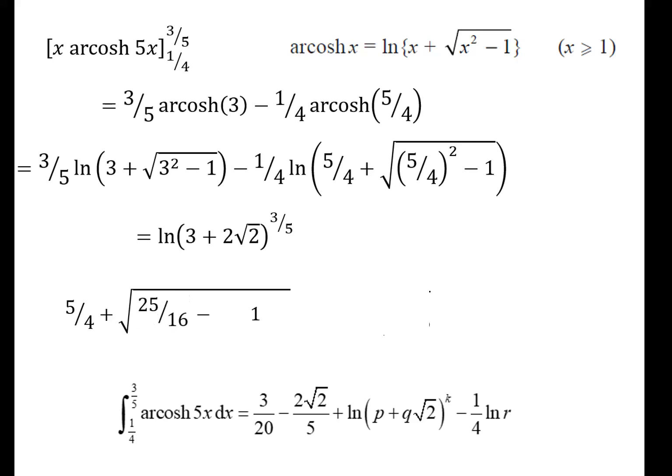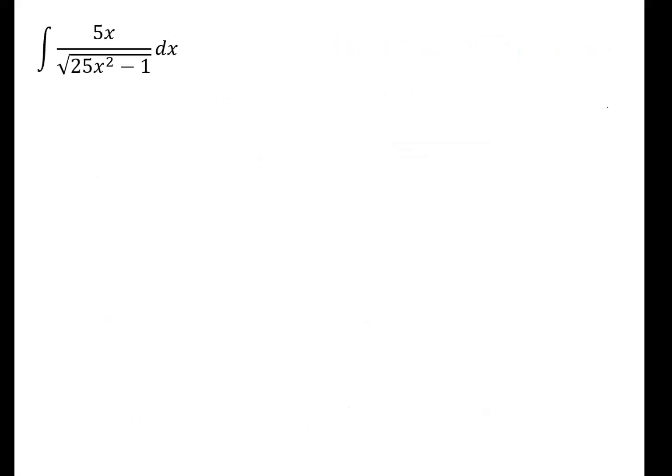5 quarters squared is 25 over 16. 1 is 16 sixteenths. So that gives us 9 sixteenths. The square root of that is 3 quarters. 5 quarters plus 3 quarters is 8 quarters, which is 2. So that's a quarter ln 2. So that's what the r is. So I've now got the p, the q, the k, and the r. I've just got to show the other bit comes to 3/20 minus 2 root 2 over 5. And it's this here. Now, there's one way of doing it.